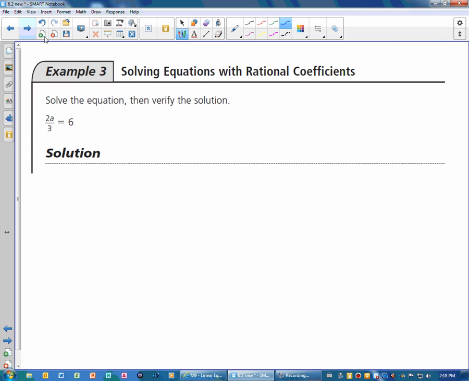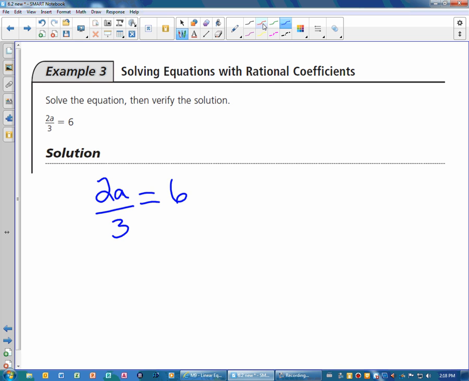Okay, example number 3, solving equations with rational coefficients. It says solve the equation, then verify the solution. Okay, we would never do this with algebra tiles or balanced scales. This is just straight up algebra. So let me rewrite the question so that I can use it. 2a over 3 makes 6.